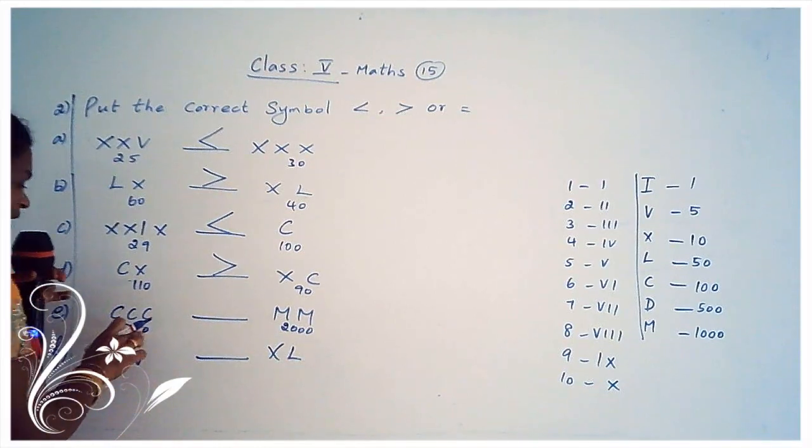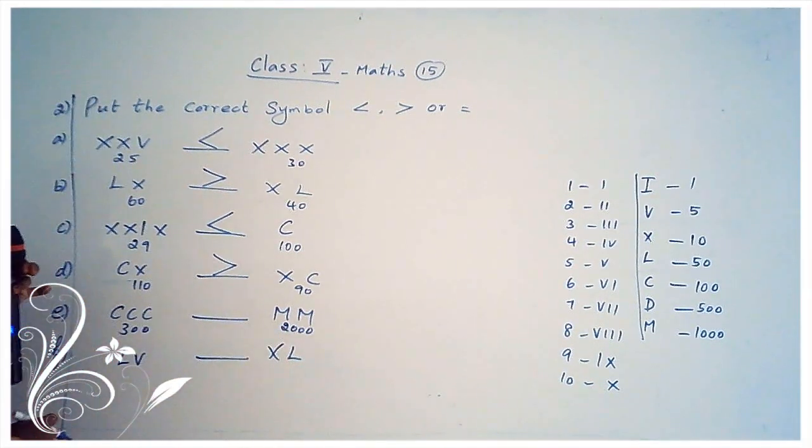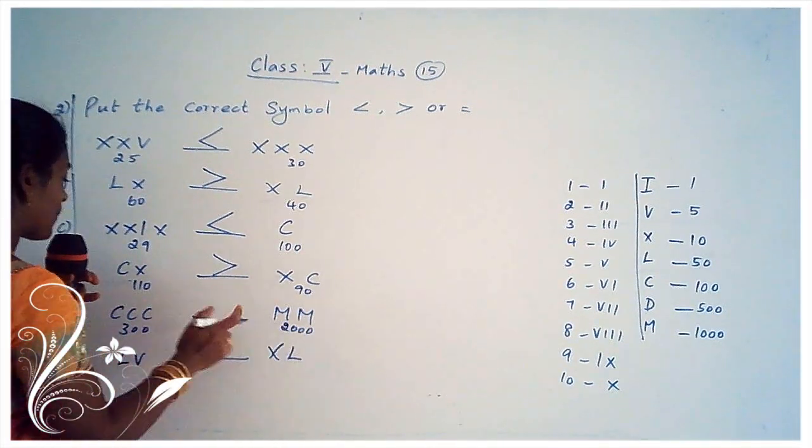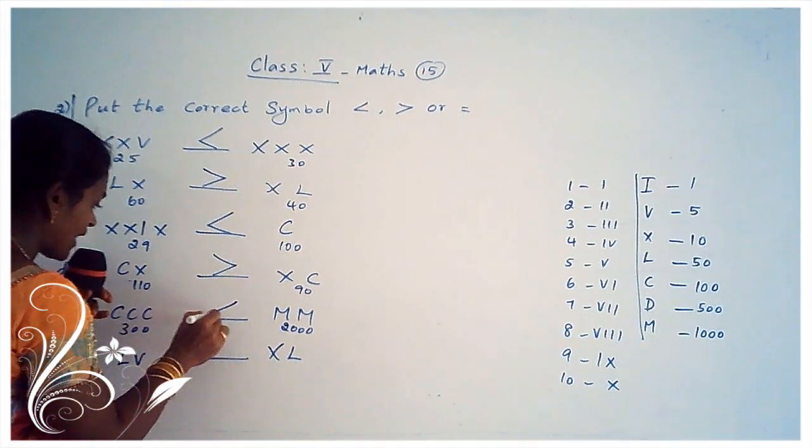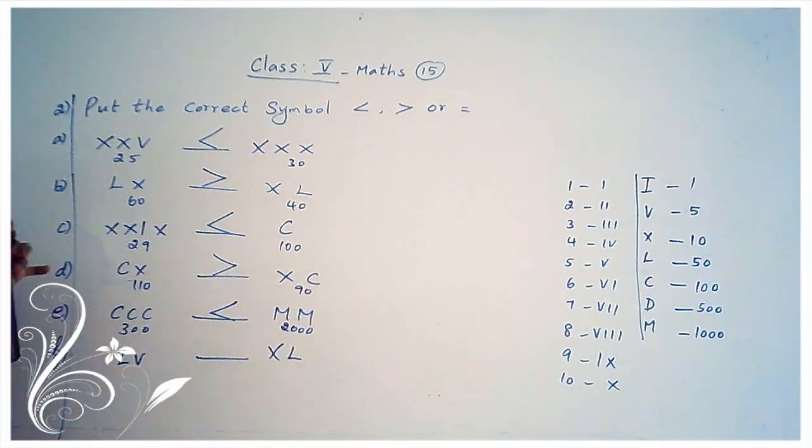Now you compare 300 and 2000. Yes. Surely MM is the bigger number. So CCC is smaller than MM. Okay, children. Clear? Yes. Next F. LV and XL.